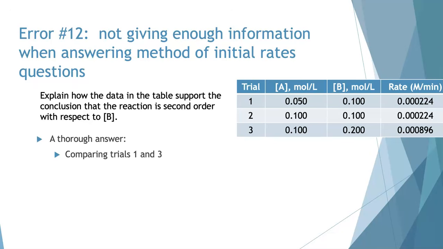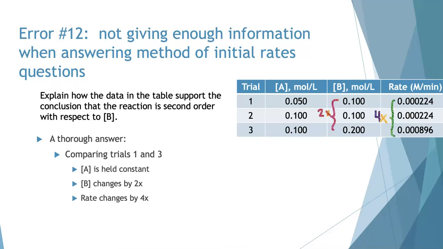So let's use that for this answer. A thorough answer says, comparing trials 1 and 3, the concentration of A is held constant. The concentration of B is doubled. The rate changes 4-fold. Therefore, the reaction is second order with respect to B.